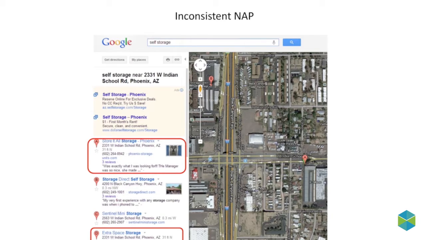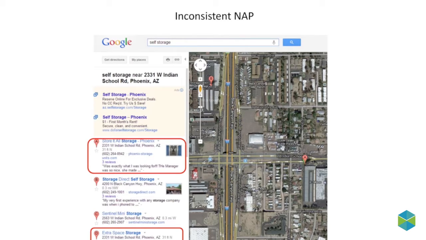So as a renter, I don't know what's going on here. I don't know who owns this business. I don't know what the right name of this business is. So I'm probably just going to skip over both of those listings for the A and D listings. I'm just going to eliminate those as possible places for me to rent. And I'm going to go to Storage Direct or Sentinel Mini Storage.